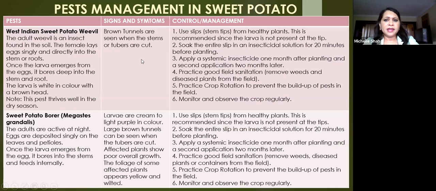Pest management in sweet potato. The pests are the West Indian sweet potato weevil and the sweet potato borer. So the signs for the West Indian sweet potato weevil are brown tunnels seen when the stems or tubers are cut. And for the sweet potato borer, larvae are cream to light purple in color and large brown tunnels can be seen when tubers are cut.